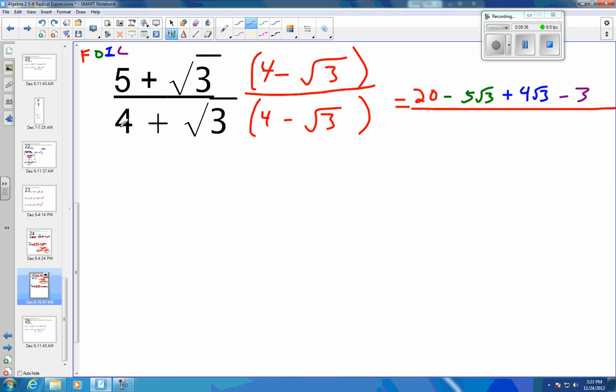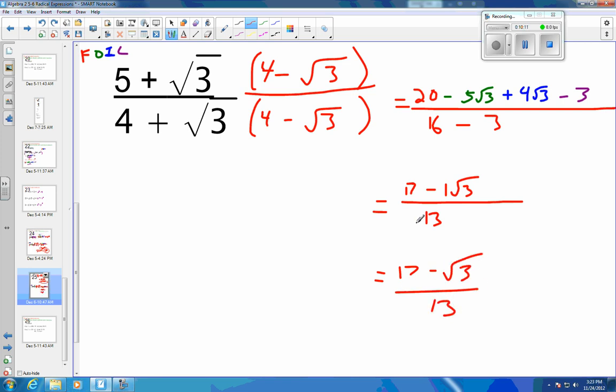On the bottom, we are going to use our trick, so we're going to square the first, so 4 times 4 is 16, or 4 squared is 16, minus square root of 3 times square root of 3 is just a 3. And then you can combine like terms, so 20 minus 3 is 17. And then you've got minus 5 plus 4, so that's minus 1 square roots of 3, or just minus square root of 3. And 16 minus 3 is 13. So you could write this 17 minus the square root of 3 over 13, and 13 does not divide into either of these, so you are done.